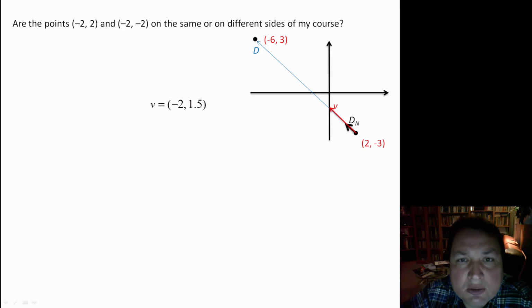This is the last problem to be discussed in this presentation. Are the points minus 2, 2 and minus 2, minus 2 on the same or on different sides of my course?